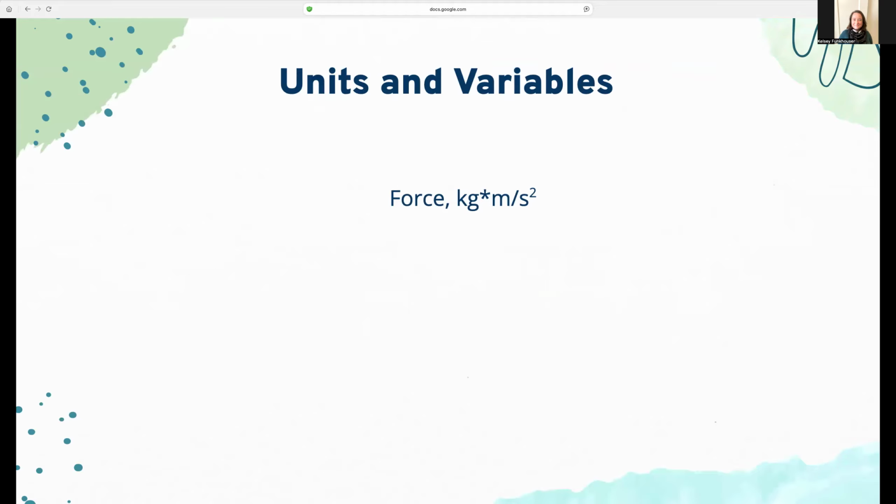Let's talk a little bit about units and variables. So force is given in kilograms, which is mass, times meters divided by seconds squared, which is acceleration. And this can help us figure out the equation for force. If we're just looking at these units, we have mass times acceleration. Force equals mass times acceleration.